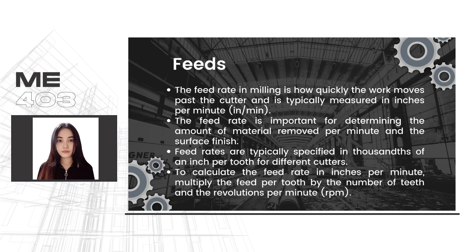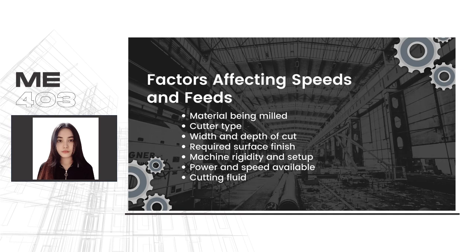Now, the rigidity of the machine and the workpiece fixture also affect the cutter speed. Feeds, meanwhile: the feed rate in milling represents how quickly the work moves past the cutter and is typically measured in inches per minute. In production, the general practice is to maximize the feed that the machine and work can handle. Determining the starting point for the feed rate can be challenging.